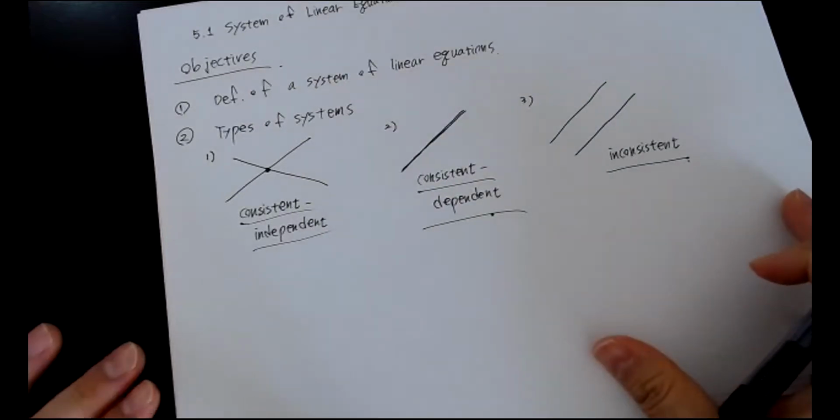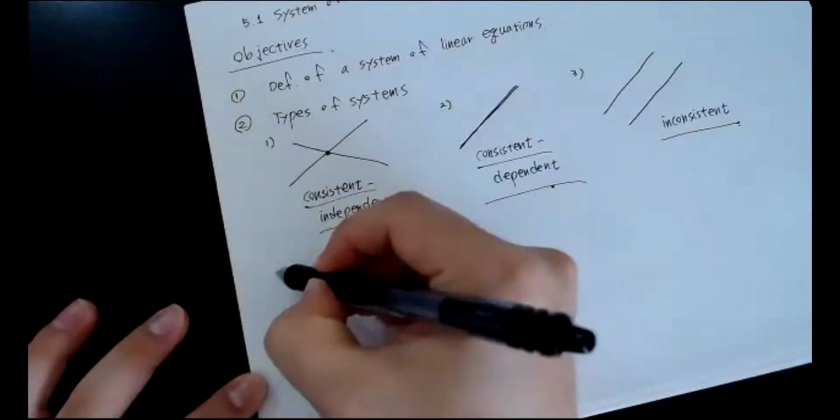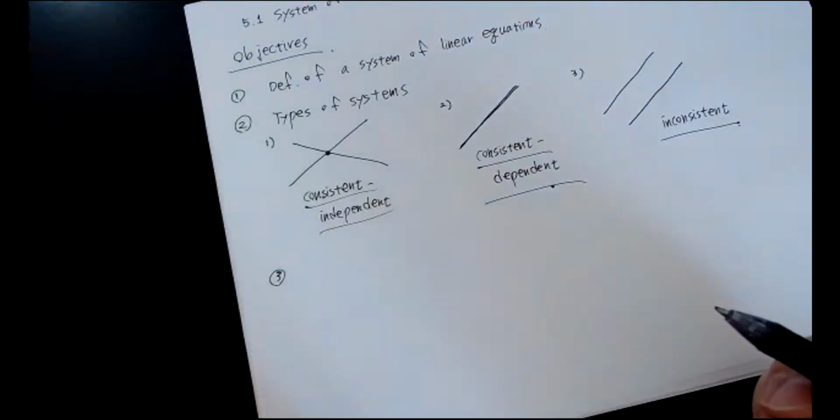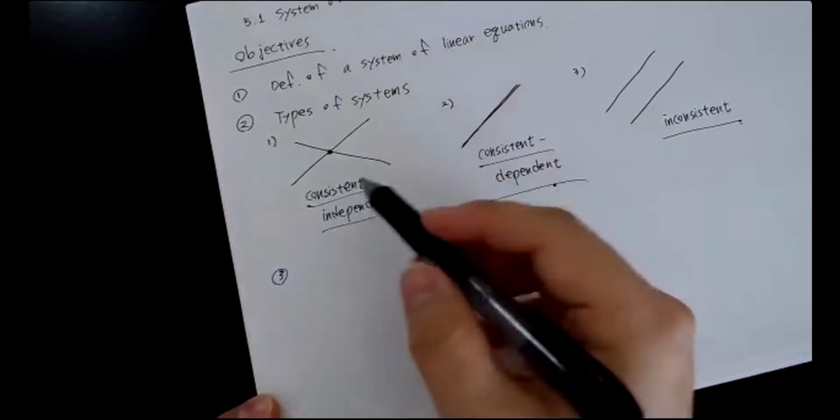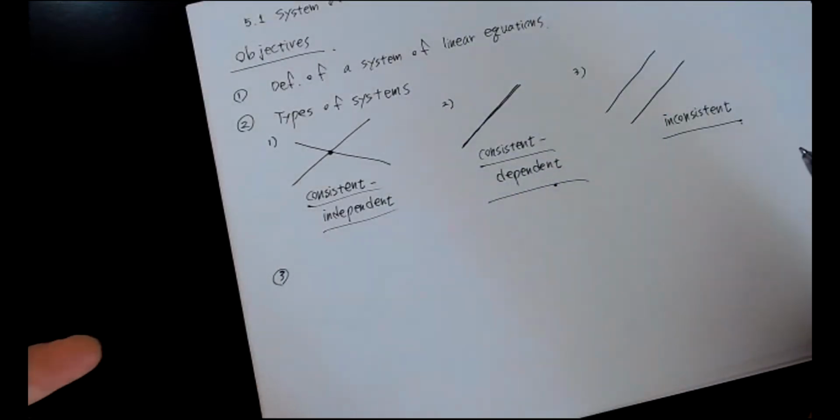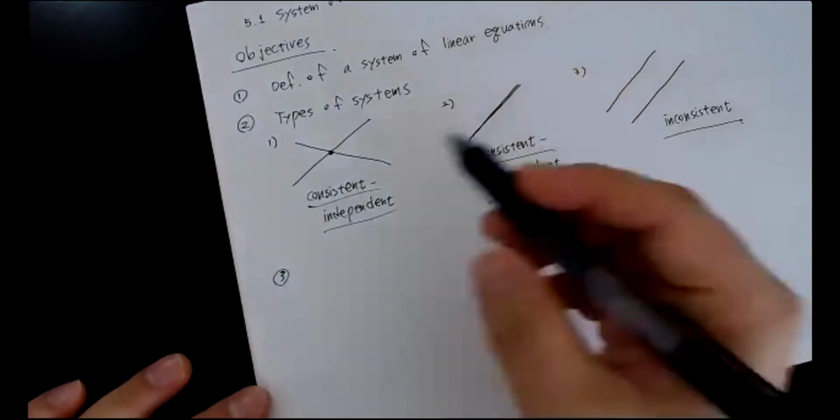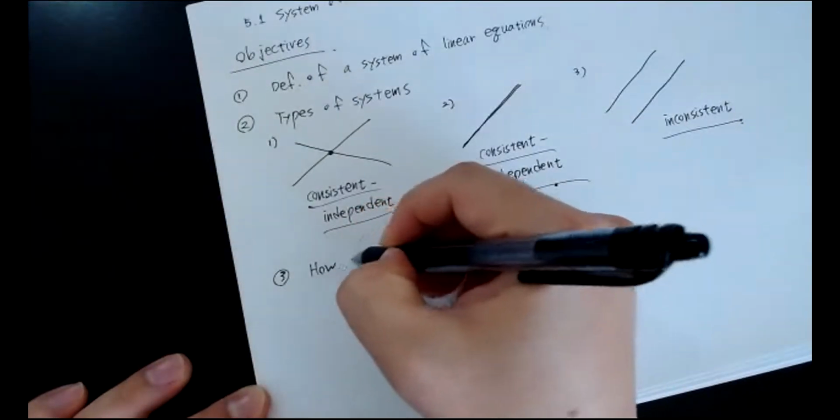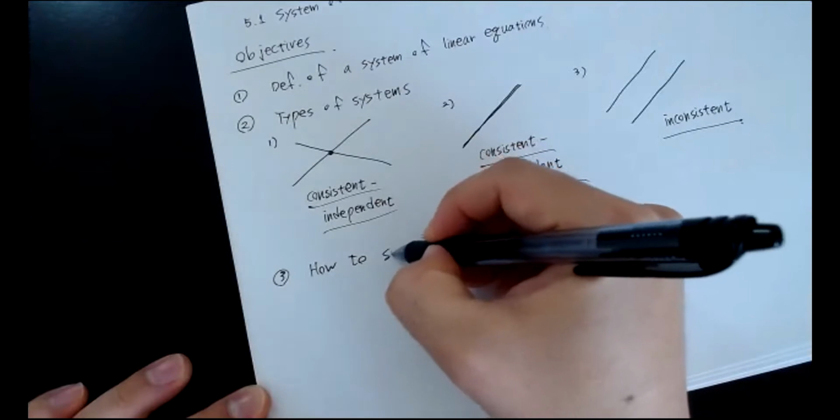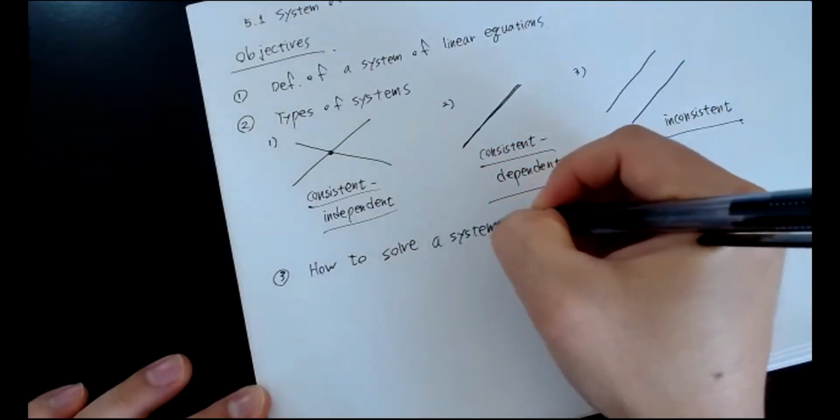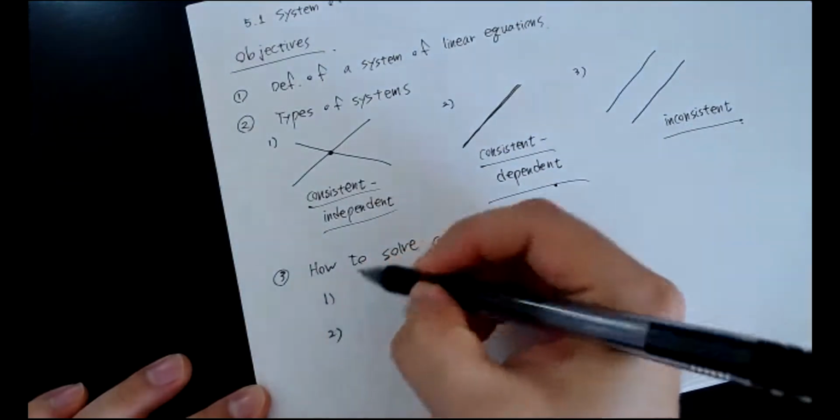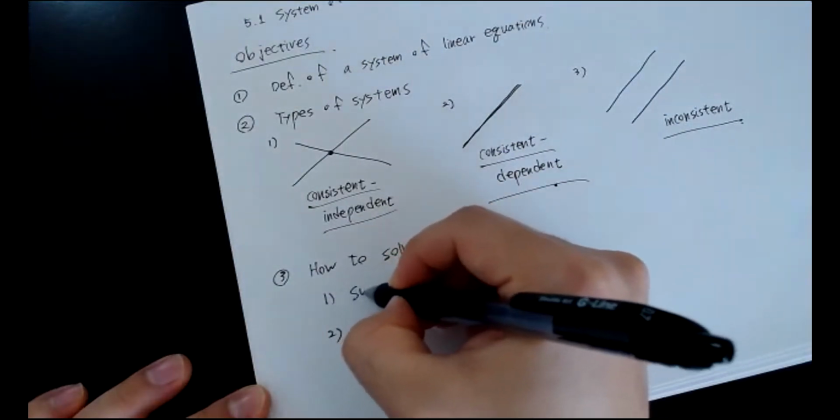Now we figured out the types of systems, but eventually we need to figure out the solutions, right? So how do we solve the system? We need to figure that out. There are two methods we're going to study. The first one is the substitution method.